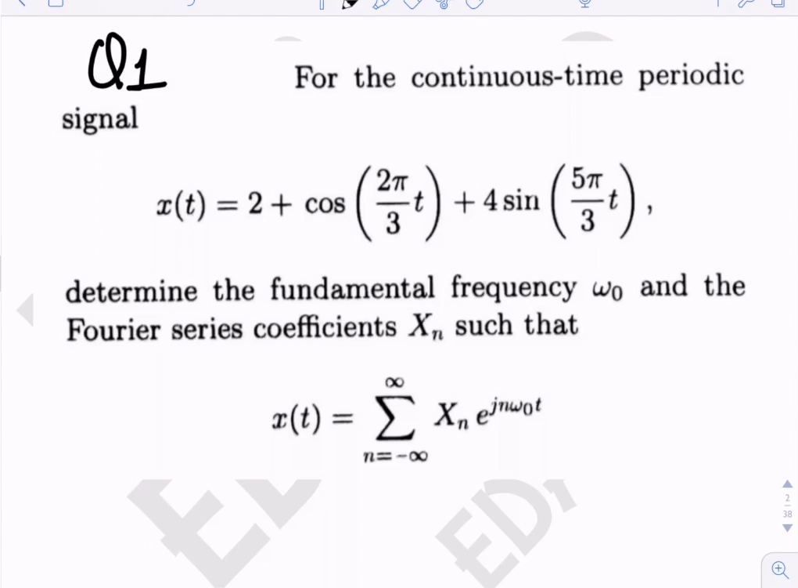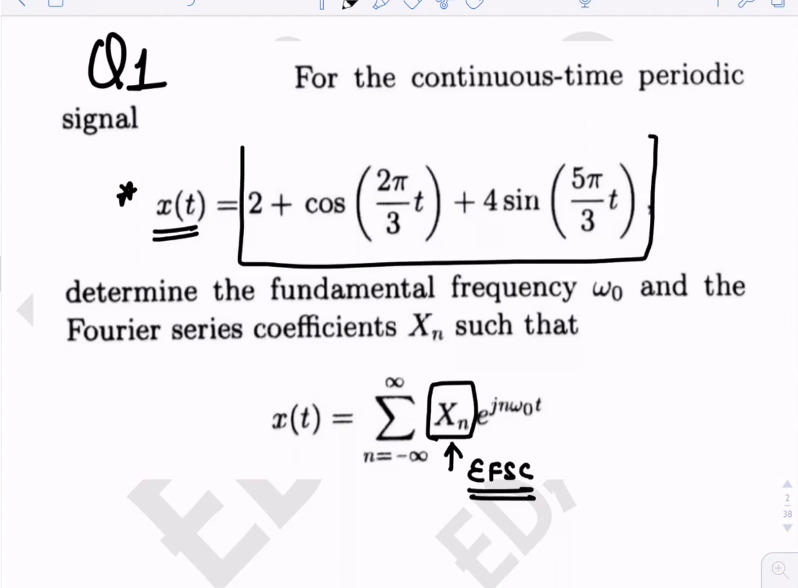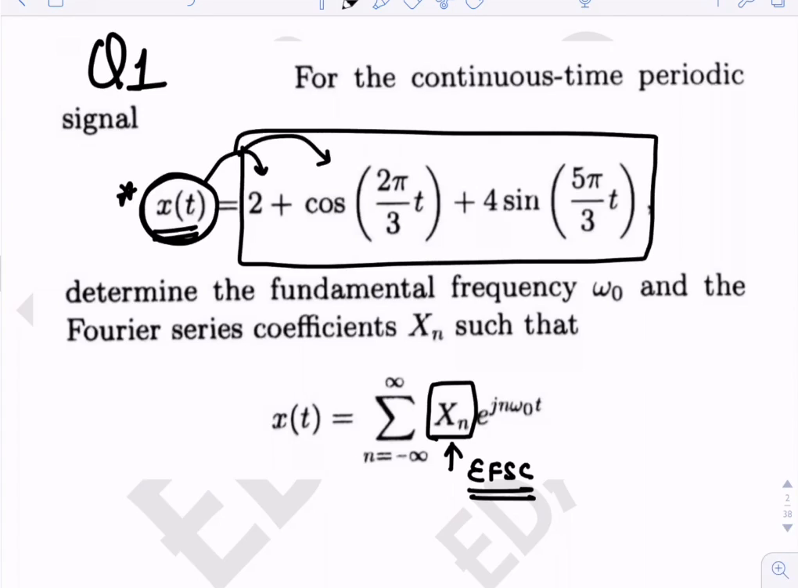This is the question where I want to tell you that if your signal x(t) is written in cos and sine, then how to find the Fourier series coefficients Xn. This is the exponential Fourier series coefficient of the signal. Whenever a time domain signal x(t) is written in terms of cos and sine, how do we find the Fourier series coefficients of the signal?